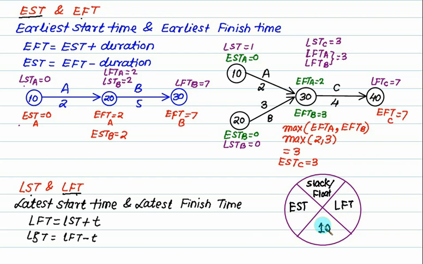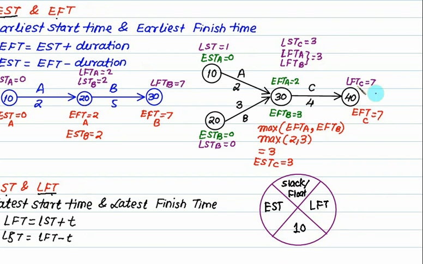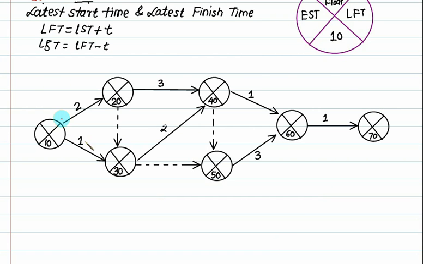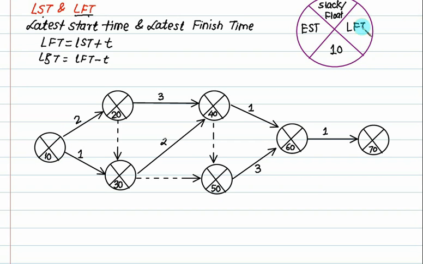So this is node number 1. You have to repeat this for another one. This space is always reserved for EST. This one is always reserved for LFT. This one is for node number and this one is for slack. We have a network like this and we want to produce the EST and LFT for this.